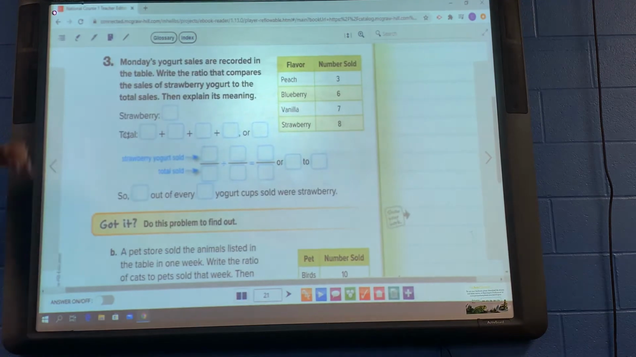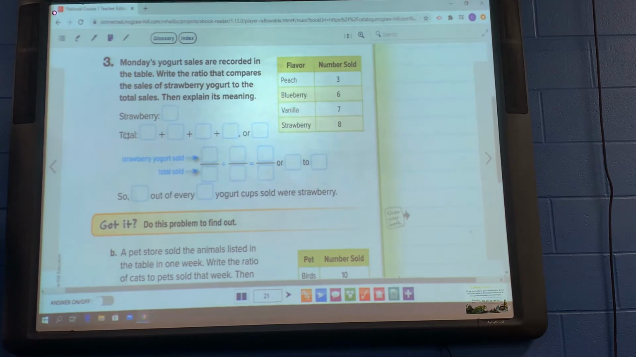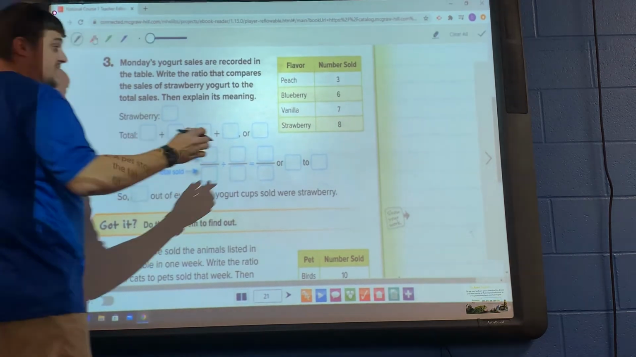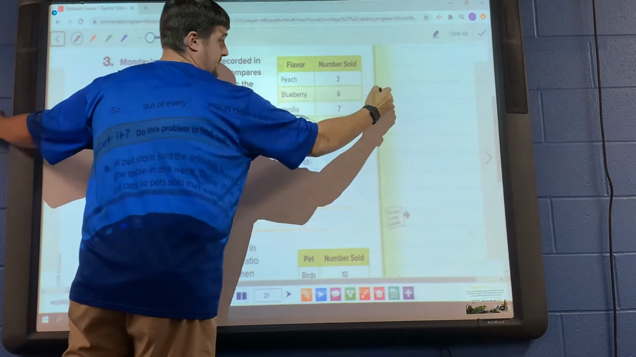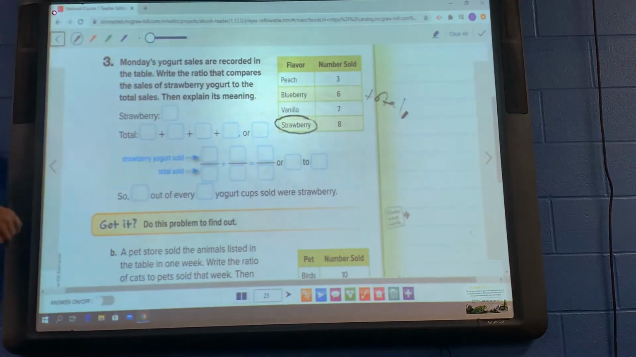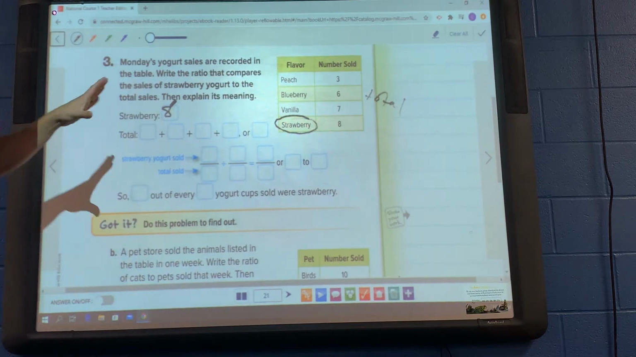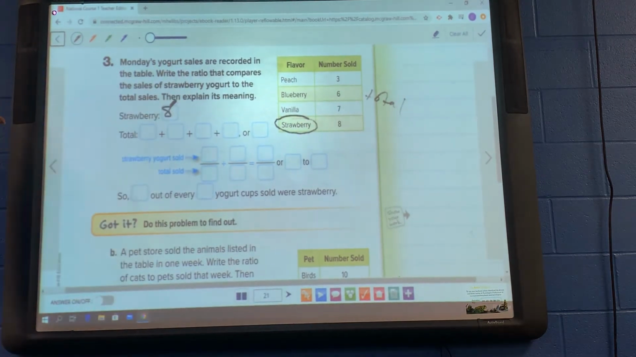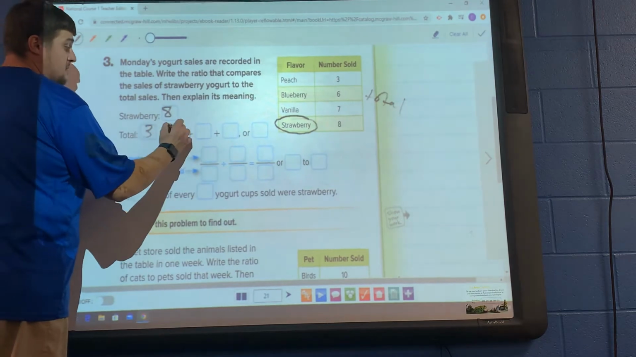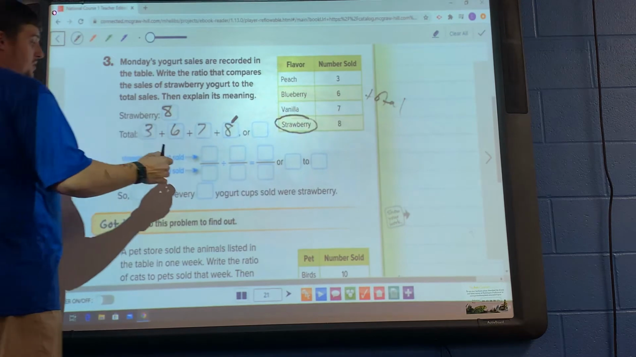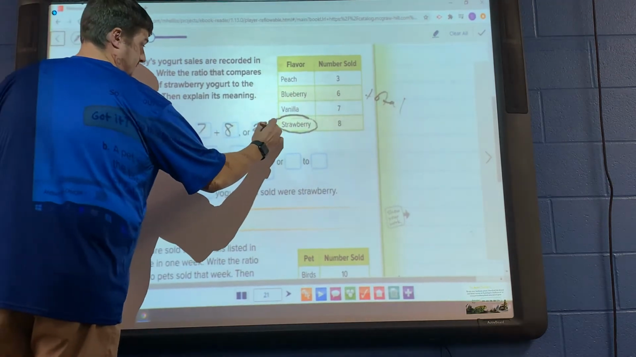So now example number 3. Monday's yogurt sales are recorded in the table. Write the ratio that compares the sales of strawberry yogurt to the total sales. First off, we're looking at strawberry and the total. I'm just going to write that down so I remember. Strawberry is 8, so 8 sold for strawberries. Now we've got to find the total, so we're going to add them all up. 3 plus 6 plus 7 plus 8. When you add those all up, you get 24.